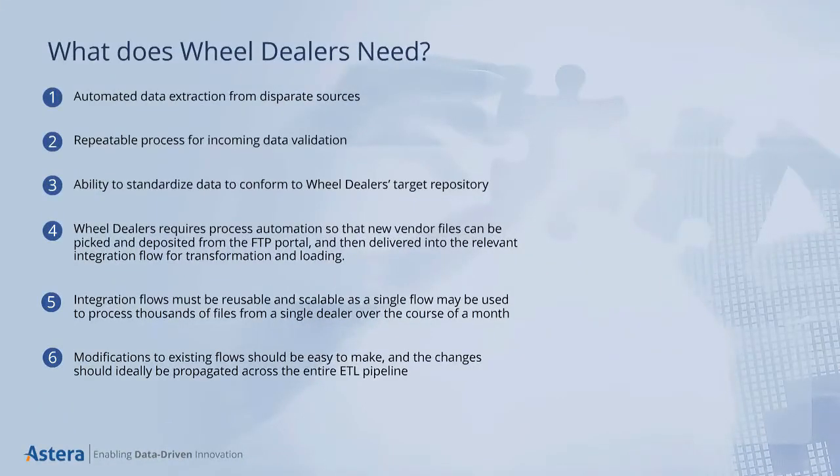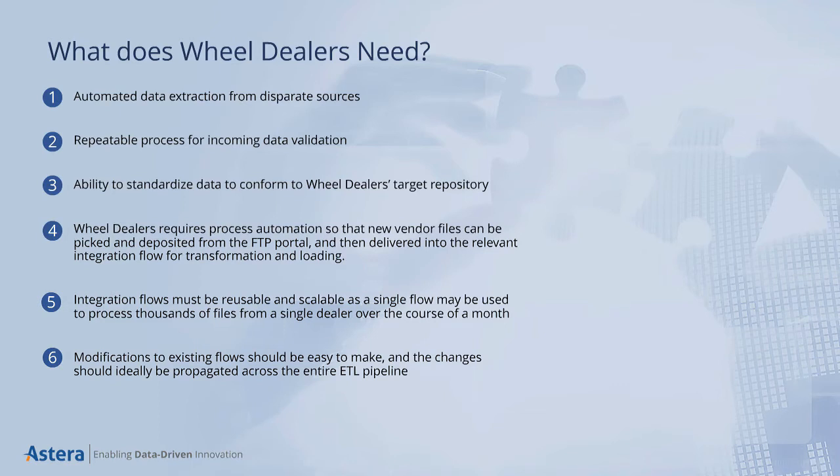Okay, so what does Wheel Dealer need? First of all, they need a system that allows them to extract data from disparate sources with minimal manual intervention. Second, they need repeatable and scalable processes in place that will allow them to validate vendor data according to preset parameters. Once data has been checked, it must be standardized to conform to Wheel Dealer's target layout so that it can be easily integrated into their online listings, as well as in their internal reports.